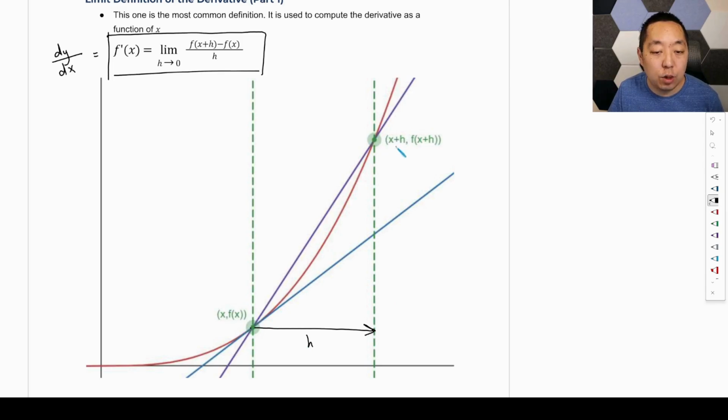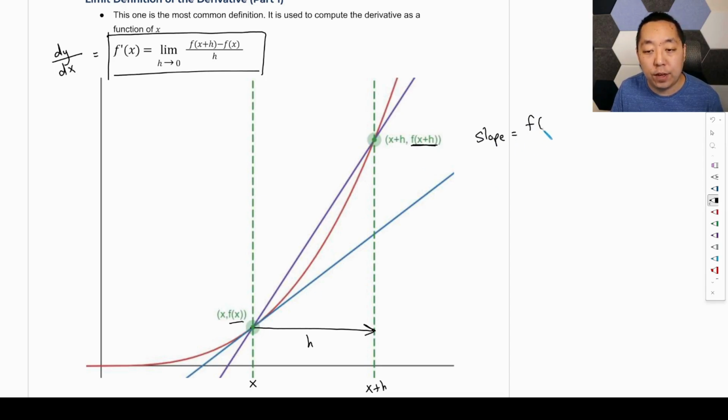So if this coordinate is x, this x coordinate is going to be x plus h. And that means the y coordinate of this point is f of x plus h. It's just evaluating the function at this x coordinate to get the y value here. And evaluating at the x coordinate here would give you the y value there, right? So there's 2 points. And then the slope between those 2 points is going to be the difference in the y value, right?